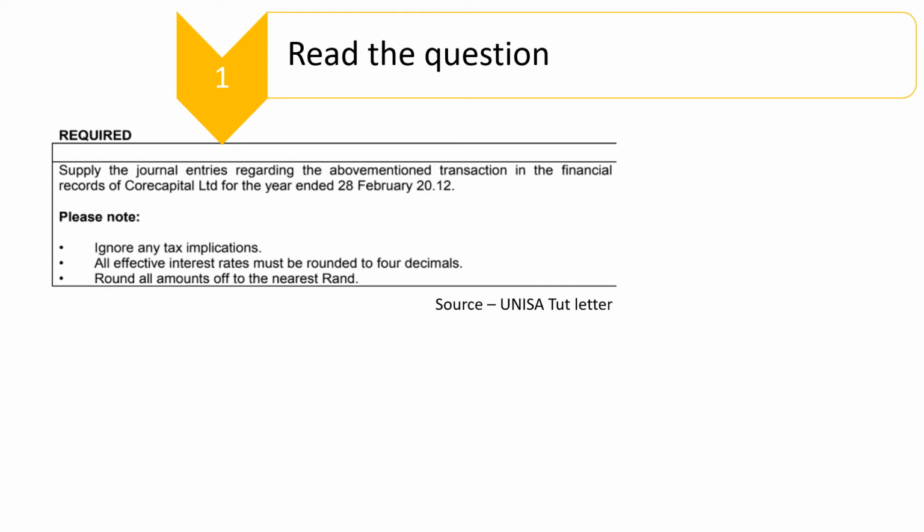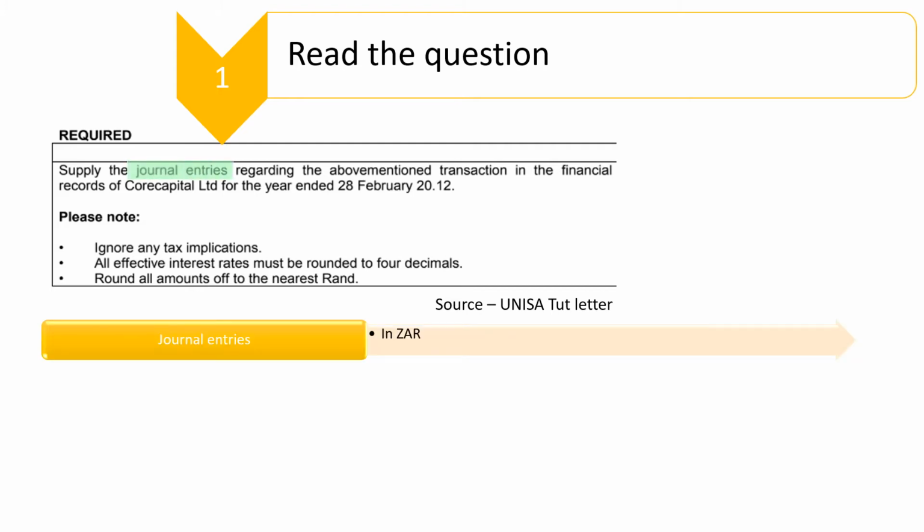Supply the journal entries regarding the above-mentioned transactions in the financial records of Core Capital Limited for the year ended 28 February 2012. Ignore any tax implications. All effective interest rates must be rounded to 4 decimals. Round off all amounts to the nearest rands. This question was sourced from a UNISA TAT letter.